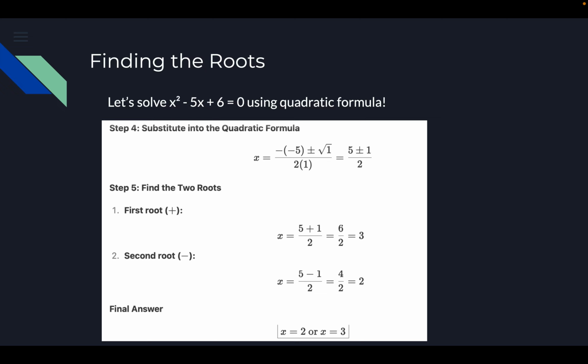So x equal to 5 minus 1 by 2, which is 4 by 2, and x equal to 2. The final answer is x equal to 2 or x equal to 3, the two roots which we found using the quadratic formula.